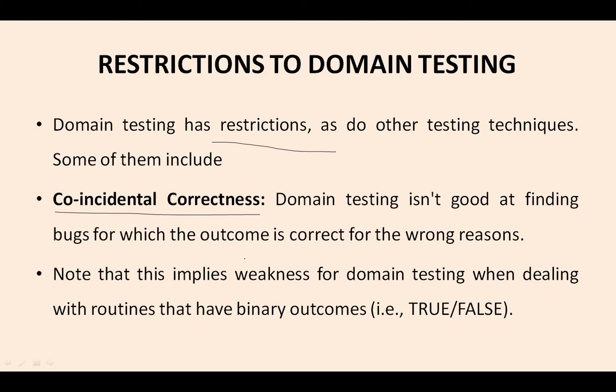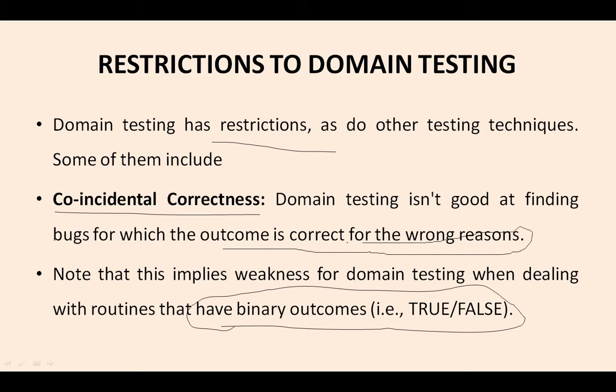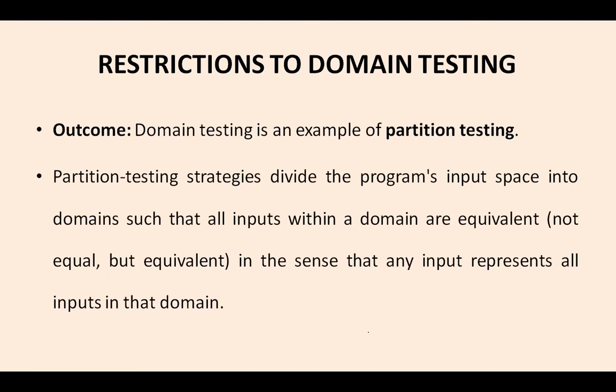One more limitation of domain testing is that whenever we have binary outcomes or boolean values, testing such values is also a drawback, a bottleneck. Right outputs may come for wrong reasons, and handling such situations is very weak. Handling binary outcomes is also very weak. So these two are the very first restrictions of domain testing.